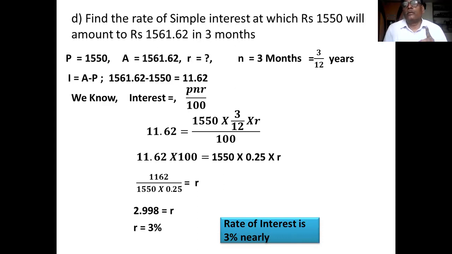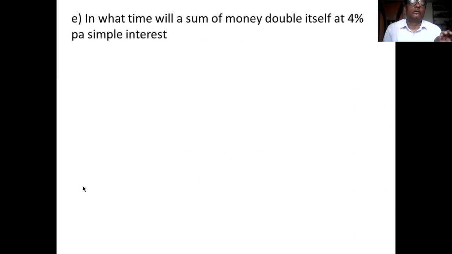In the first problem, I calculated interest. Second problem, principal. Third problem, period. And this is the fourth problem, I calculated the rate. All the factors are coming under simple interest. In this way, you have to calculate under the simple interest method. Okay, and come to the next problem.